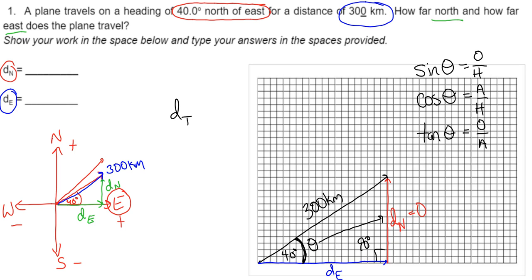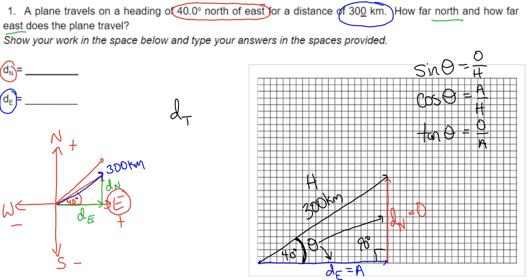Okay. Our adjacent side is the side that's adjacent or next to our theta. So adjacent to theta is our DE. So DE is the adjacent side. And then, of course, the hypotenuse of a right triangle is always the hypotenuse, which is the side that is opposite the right angle. Okay, so our diagonal there is our hypotenuse.